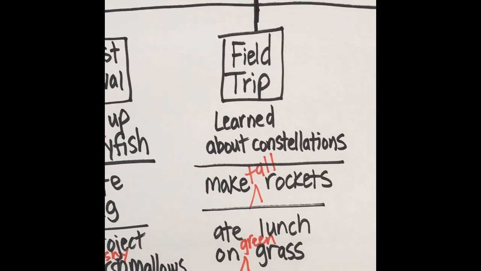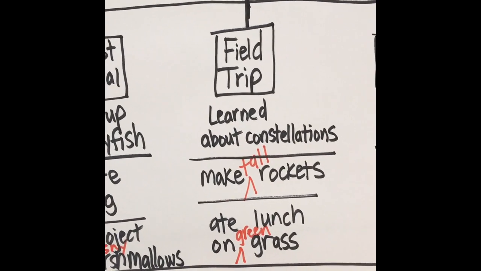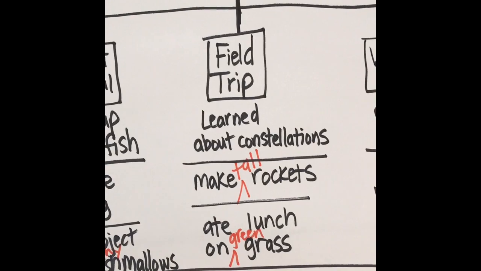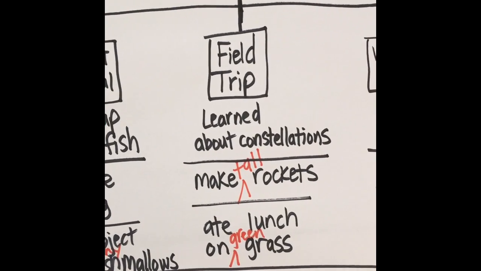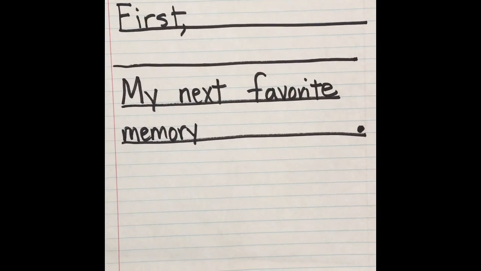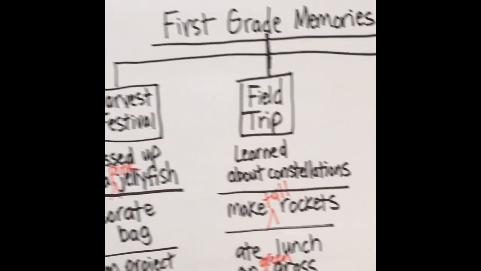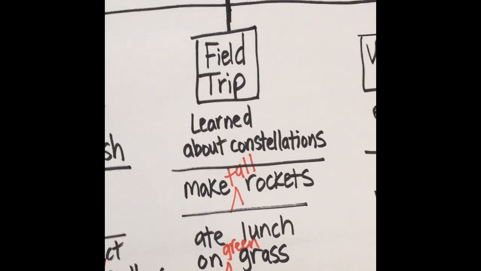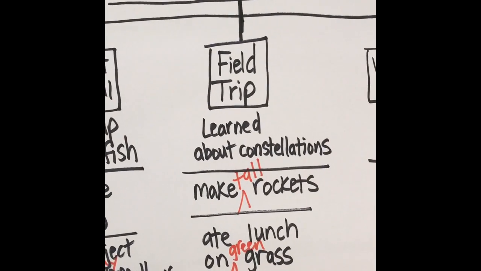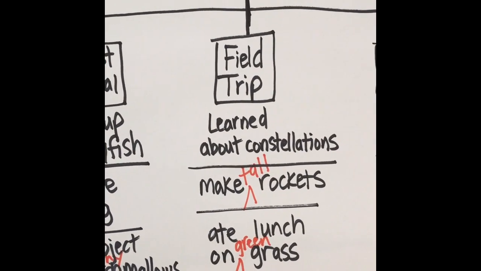Now you're going to write about your next favorite memory. Mine was the field trip. Again, say it out loud before you write it. So I would say, my next favorite memory was going on a field trip to the planetarium. Then I'm going to write it. My next favorite memory is going on a field trip to the planetarium. Now, I may have some other ideas to tell about the planetarium. Like I learned about constellations and made tall rockets. I could also include that.